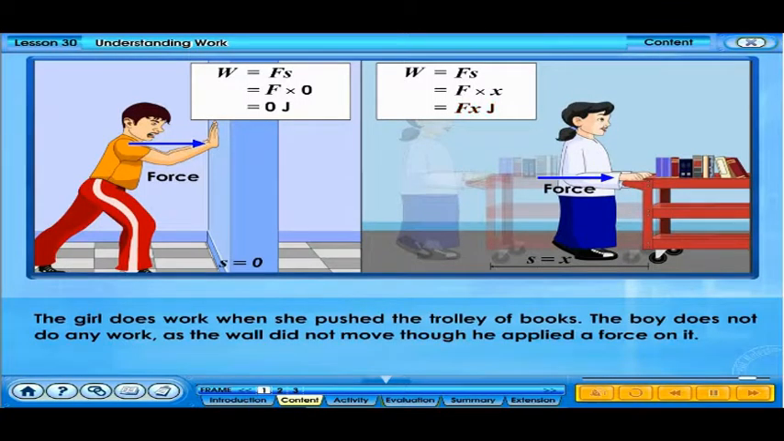The girl does work when she pushed the trolley of books. The boy does not do any work as the wall did not move though he applied a force on it.